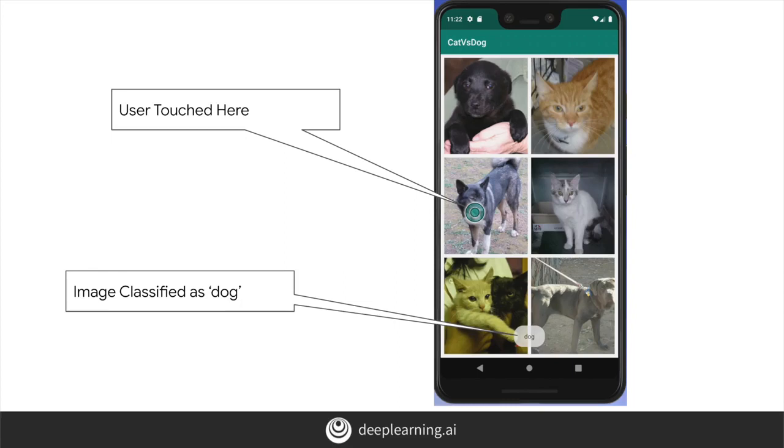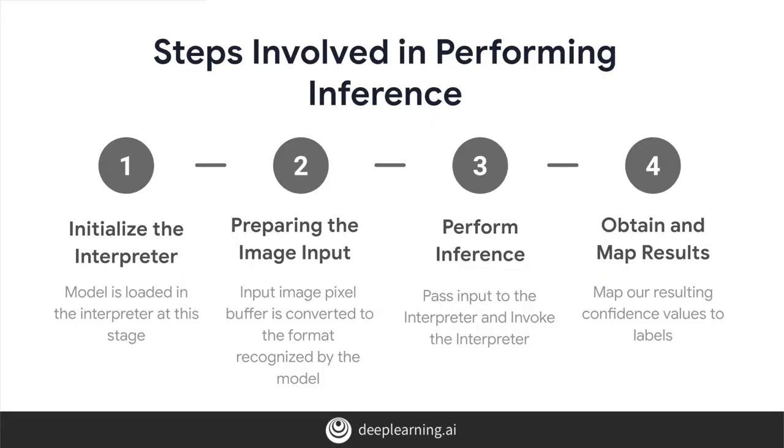The image of a dog was touched by the user and the toast appeared saying dog. So now let's look in a little more detail at the steps that are used to do the inference on the image and get the results back. Typically, you'll follow a process like this.